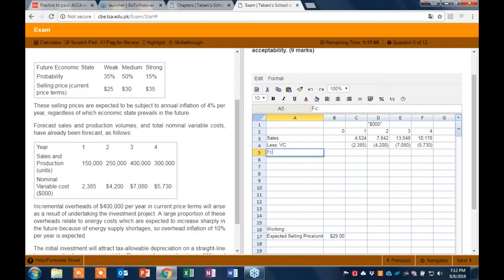Then we have to adjust fixed costs, and the incremental overheads are $400,000 per year in current price terms, and they are expected to increase at the rate of 10% per annum. So 400 into 1.1, 440. We'll refer back to this, and we'll just multiply it with 1.1. And if you copy it to the next cell, it will automatically inflate these cash flows. Let's put the minus sign, as these are negative cash flows. So all the cash flows got adjusted.